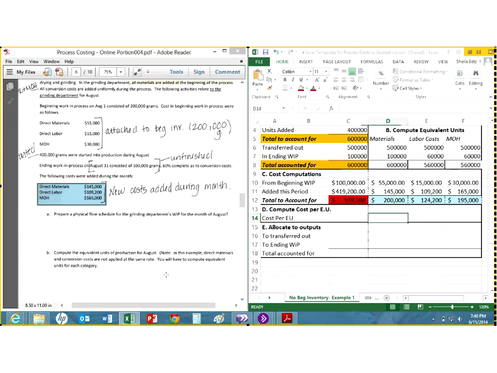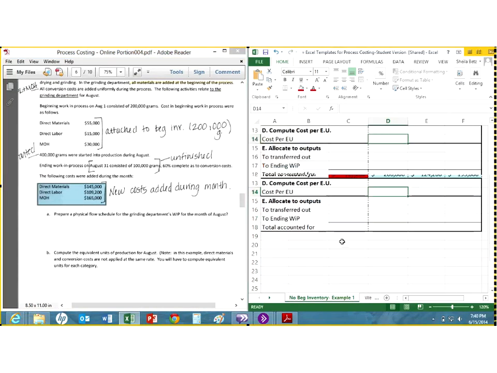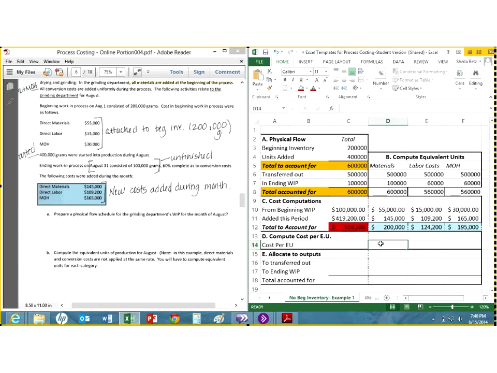So now what I've got to do is calculate, which is to answer C's question, the cost per equivalent unit. I need to know how much direct material cost we have in every unit of cornmeal. So to do that, I'm going to take the total amount of money I have in direct materials and divide it by the total number of grams of cornmeal, the 600,000 that I worked on for direct materials. And I get 33 cents of direct material for every gram of cornmeal.